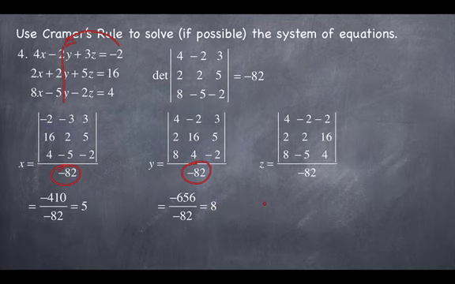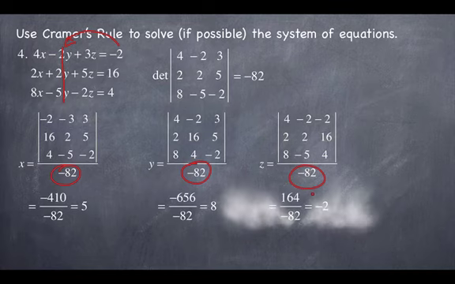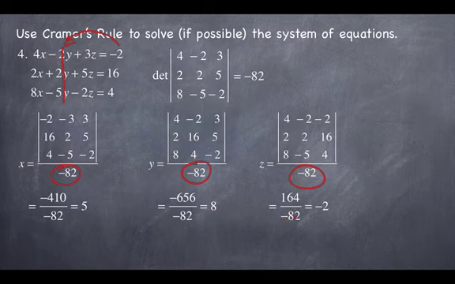Find z. By now you should see how I get this 3 by 3 matrix. Find the determinant of that. Like I said earlier, this is the same as the other two. And I get 164 for the numerator. Divide that by negative 82: 164 divided by negative 82, and I get negative 2. So my solution is the following. And again, this is using Cramer's rule.